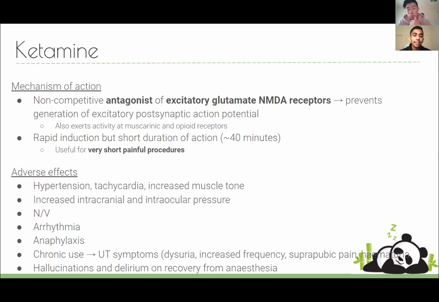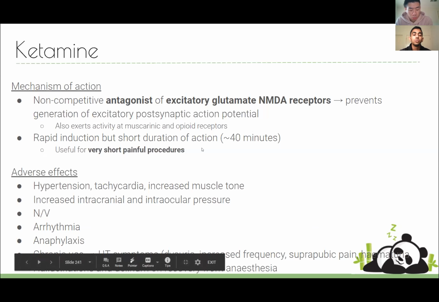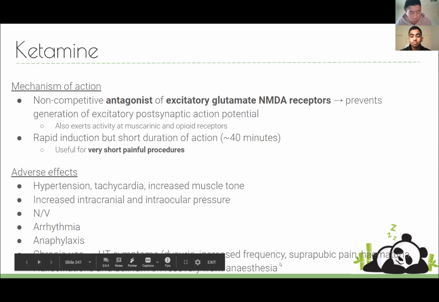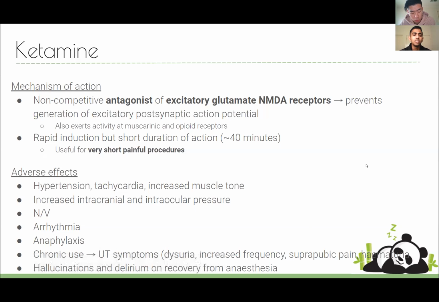And because it's acting on opioid receptors as well, it can also have useful properties in painful procedures where you want to reduce the amount of pain. There's a bunch of different side effects that can happen, pretty much like everything that you can imagine. But probably one of the most important ones are the hallucinations and delirium that happen after you recover from ketamine, as well as the urinary tract symptoms. So a lot of people have painful urination or increased frequency or hematuria, which is quite common after using ket.